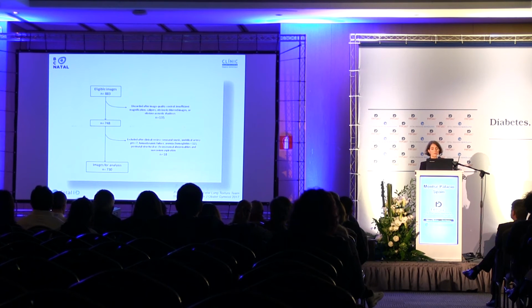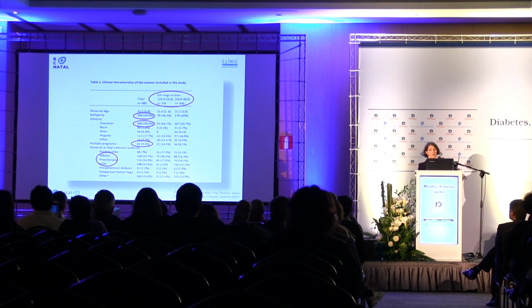We joined about 800 images. Some of them had to be discarded because of the quality of the image, and we ended up with 730 images. And we trained the system to analyze 2 windows of gestational ages, and you could see here that half of the patients were nulliparous, half of patients were Caucasian. That might be the population that you work with.